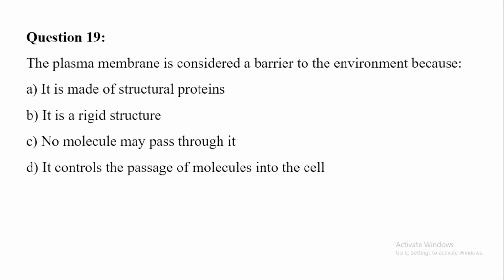A plasma membrane is called a semi-permeable membrane. What do you mean by semi-permeable membrane? Permeable means it allows passage of all molecules. Semi-permeable means it can allow the passage of only some molecules. Some molecules it will allow to go and some molecules it will stop. So, it controls the passage of the molecules into the cell.